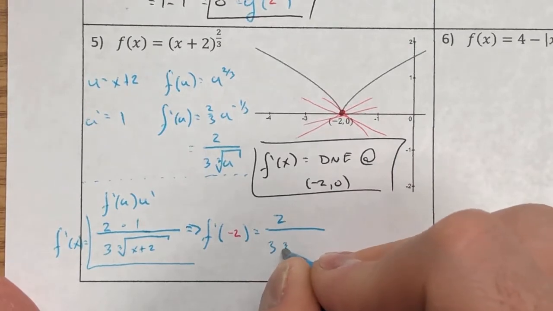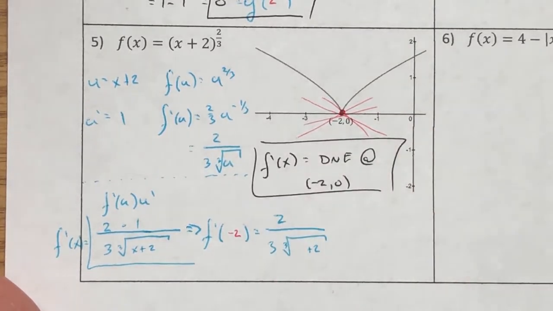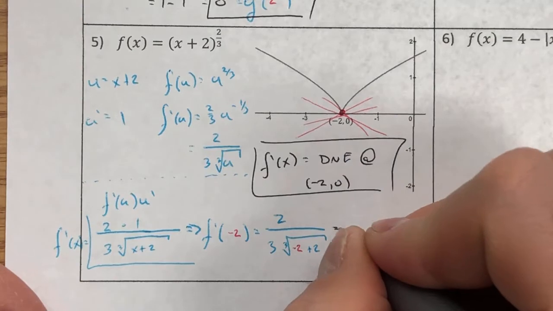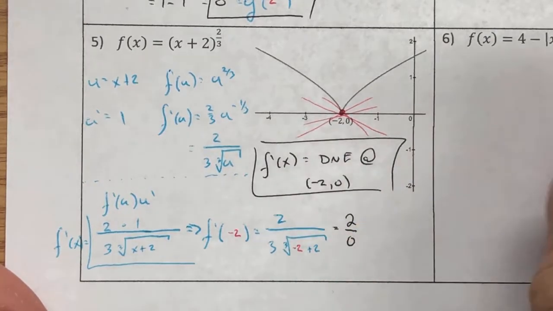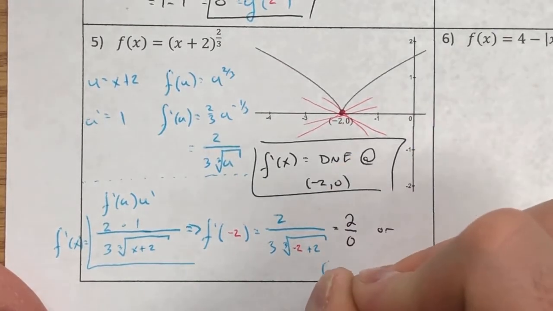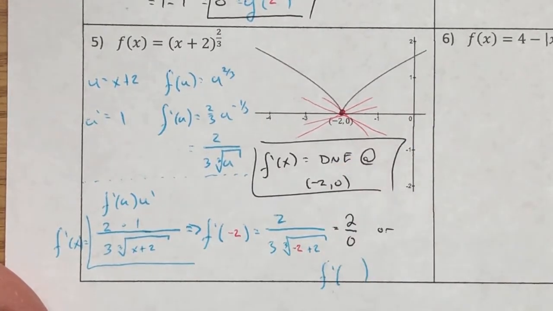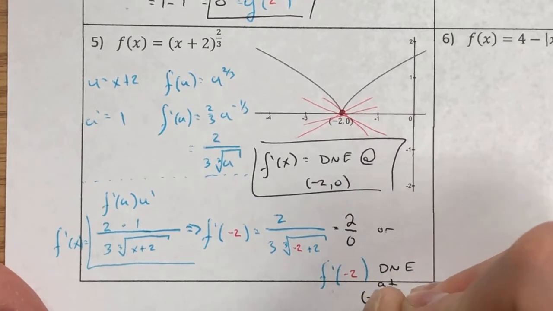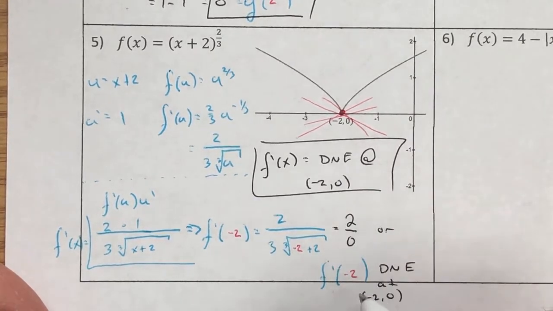Is 3 cube root of -2 plus 2. And here's where we see where things fall apart. -2 plus 2 is 0. The cube root of 0 is 0. 0 times 3 is 0, which means this is equivalent to 2 over 0. Or we could say that f prime of -2 does not exist at -2 comma 0 because it is undefined.